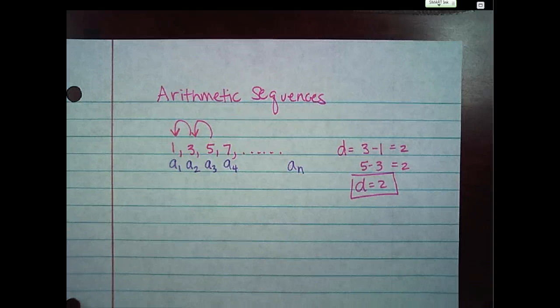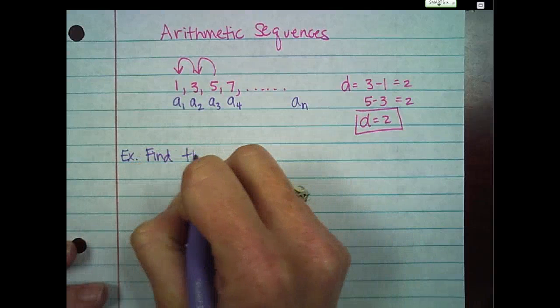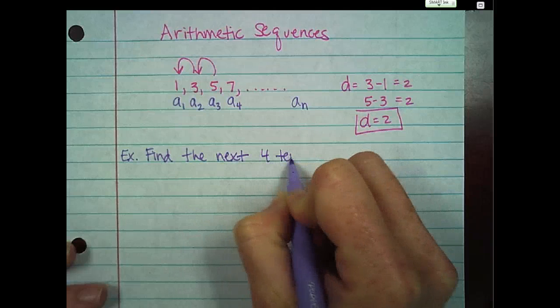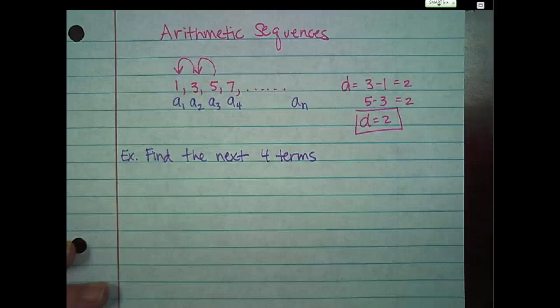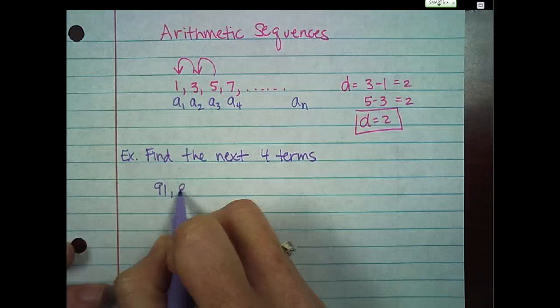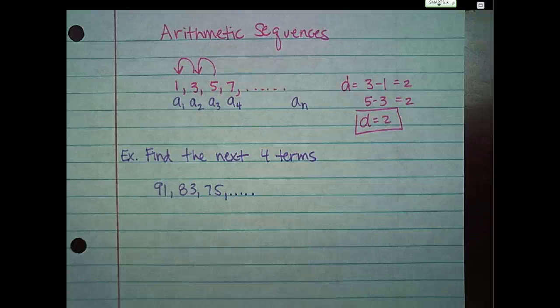So your first directions, or first example, is very generic. Like I said, we're going to start off pretty easy. Find the next 4 terms. And if I told you 91, 83, 75, I want you to find me 2 things. Find me D, the common difference, because we're talking only about arithmetic, and then find the next 4 terms, please. So find D, and keep in mind that it's arithmetic.